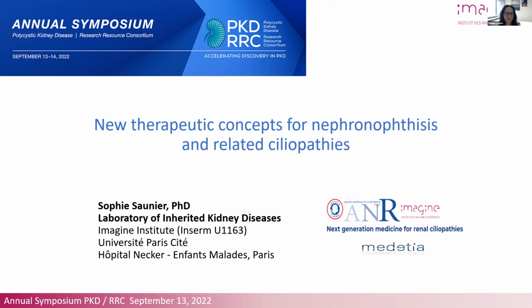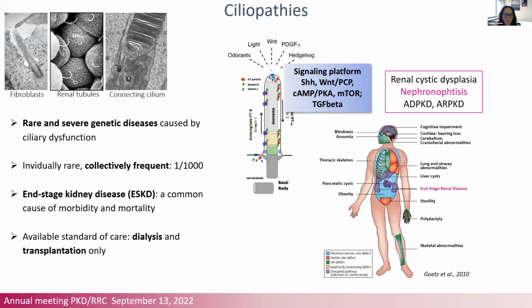I'm not a PKD person, but as you heard, I'm working on the very common renal ciliopathy that is nephronophthisis. So you know, of course, that ciliopathies are rare and severe genetic diseases caused by ciliary dysfunction, individually rare but collectively frequent. The common cause of morbidity and mortality is end-stage renal disease. There is no treatment available, as you mentioned already, except dialysis and transplantation.